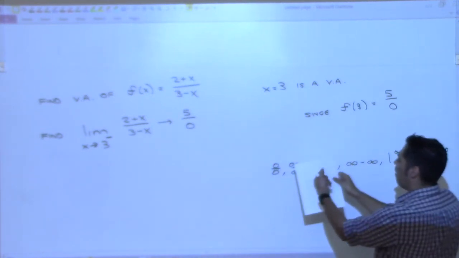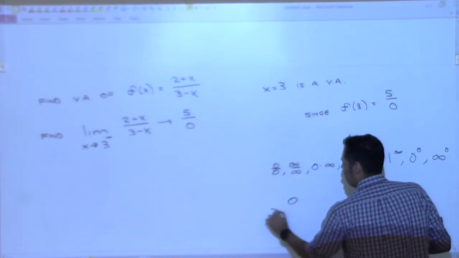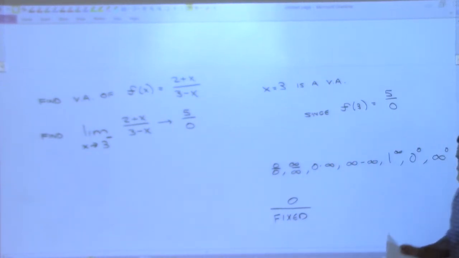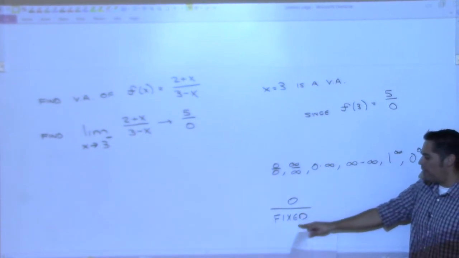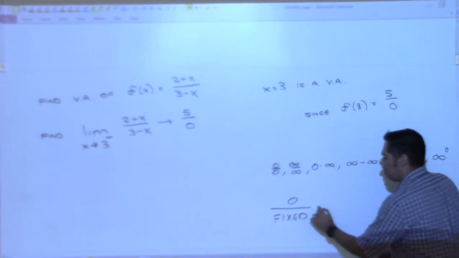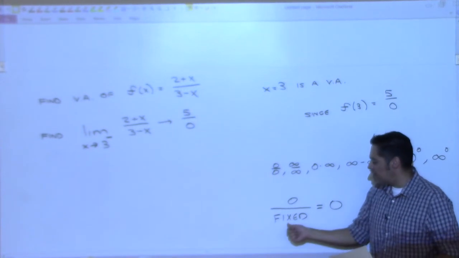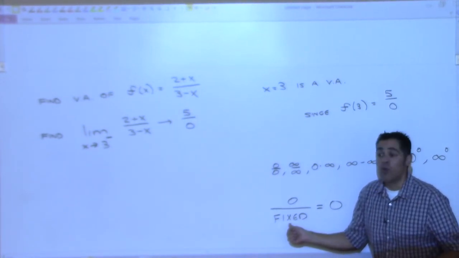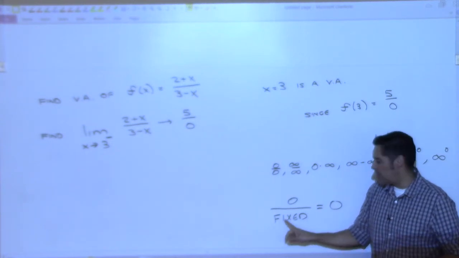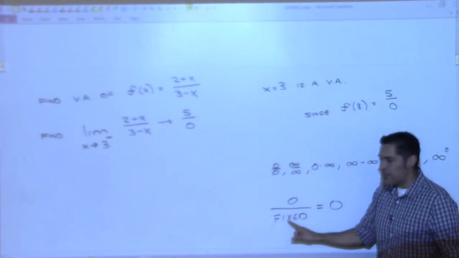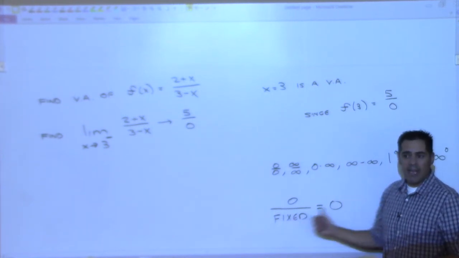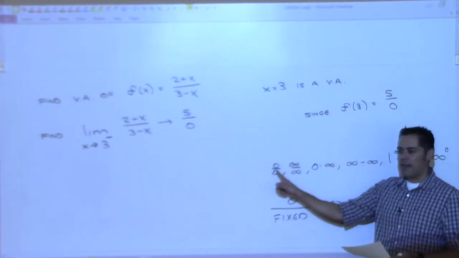Well, the next one, the top right corner, says 0 over a fixed number. Do we have that scenario? No, we don't. And what is the answer if we ever see 0 over a fixed number? This is going to be 0 so long as what? So long as that down there is not 0. I'm saying if you see 0 over a fixed number, as long as that number down there is not 0, then the answer is 0. Because if it's 0, then you're back here.